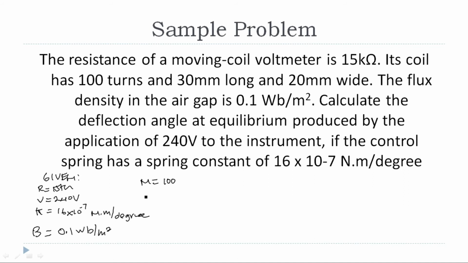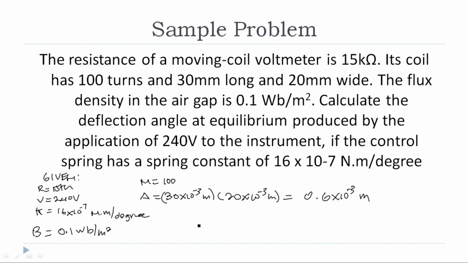So the area of this is 30 times 10 to the negative 3 meter times 20 times 10 to the negative 3 meter, equals 30 exponent negative 3 times 20 exponent negative 3, which is 0.6 times 10 to the negative 3 square meter. So, calculate the deflection angle at equilibrium.